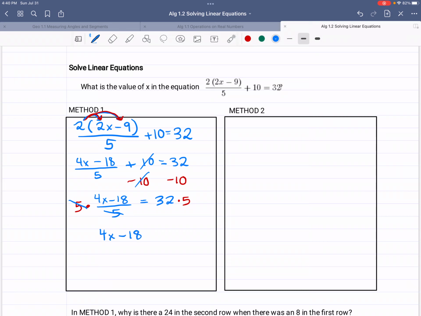minus 18 equals, I see I made a mistake. Grab your eraser. We forgot to subtract 10 from that 32. 32 minus 10 is 22. Okay, so now we have to do this operation. 22 times 5 is 110.